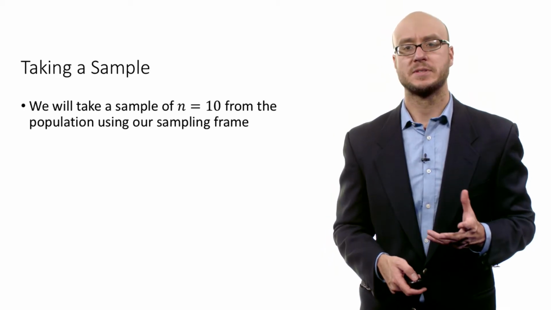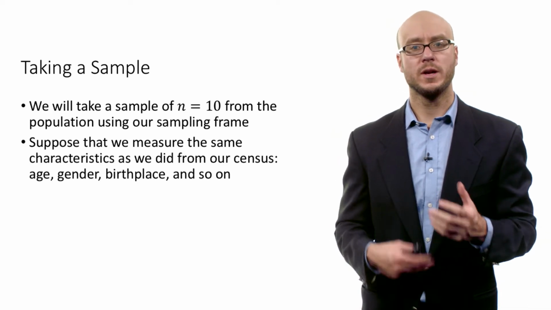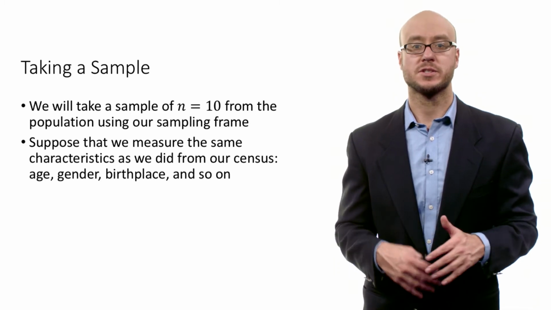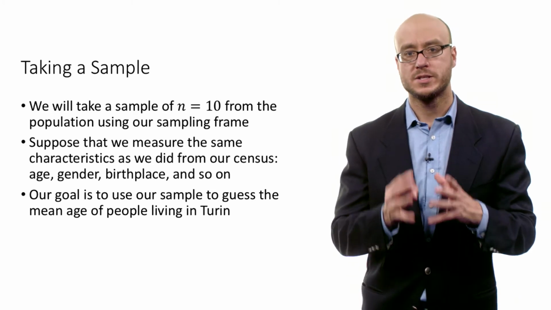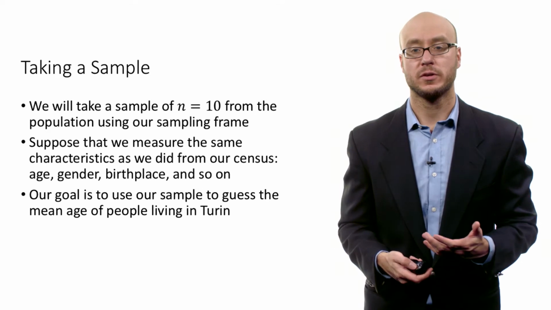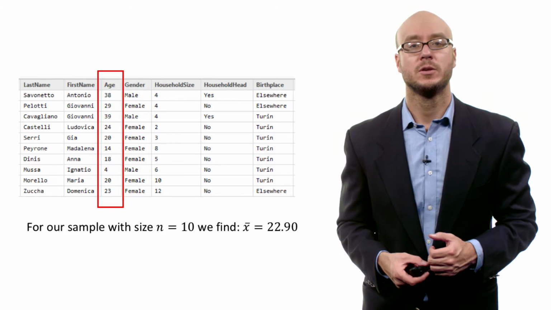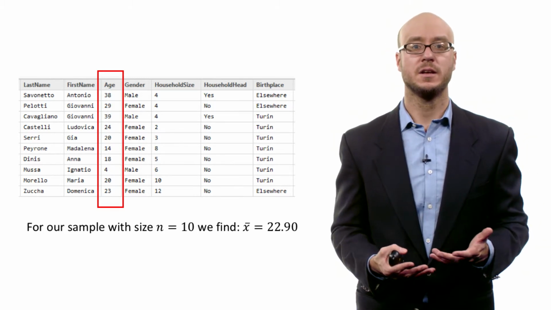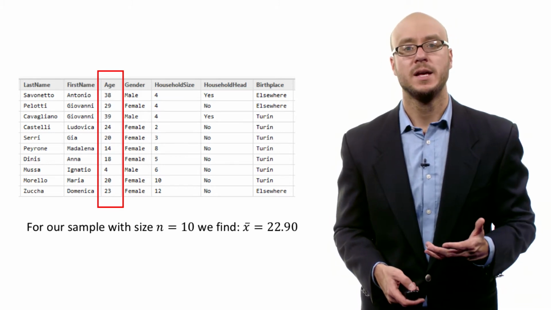We're going to take a sample size of 10 people from our population, and we're going to measure the same characteristics as we actually did for our census. So we're going to look at age, gender, birthplace, and so on. The entire point is we're going to see if we can use this sample to guess the mean age of people living in Turin, Italy, because if you recall, normally we wouldn't have the actual population. We just have that sampling frame. So here's a random sample that we've collected from that sampling frame. This is a sample size of 10 people.